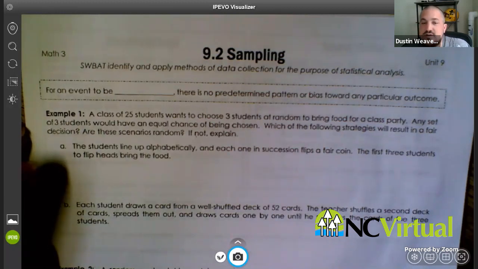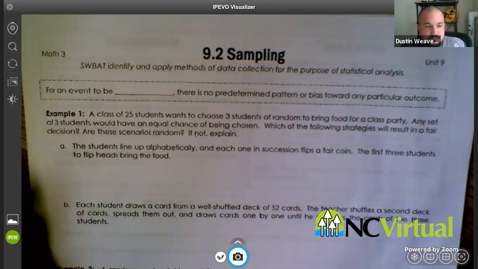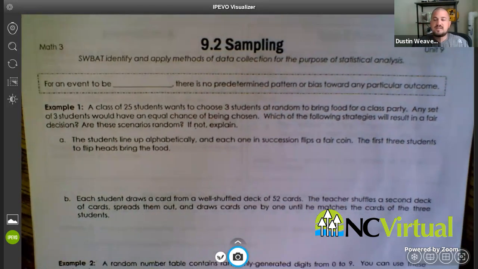You do not need to turn in a Phase 3 packet for me as long as you are submitting everything on Canvas. If for some reason you've been unable to submit things on Canvas and you want to turn in the paper copy, then you can. But the easiest way would be to submit it on Canvas and let me go through and check you off that way. All right, so let's go 9.2 sampling.